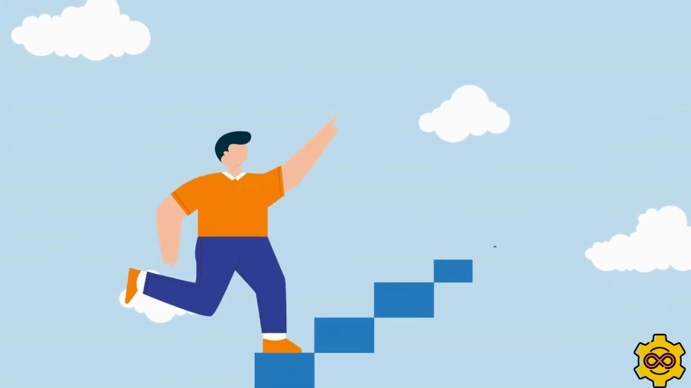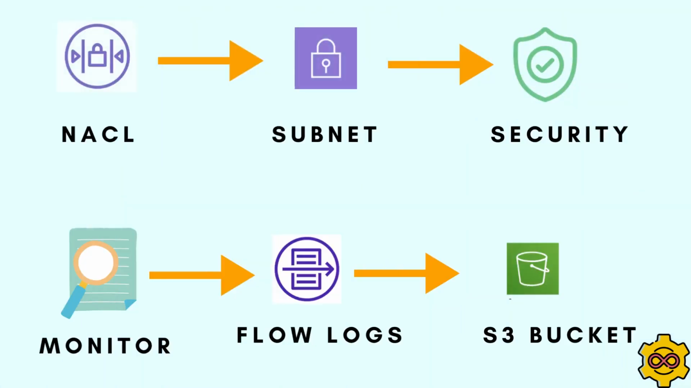We will learn how these components are associated, and we will create NACLs and attach the subnets to them, adding extra security on the outer network layer. And for observability, we will enable VPC Flow Logs while dumping the logs in an S3 bucket. So here is our architecture diagram.